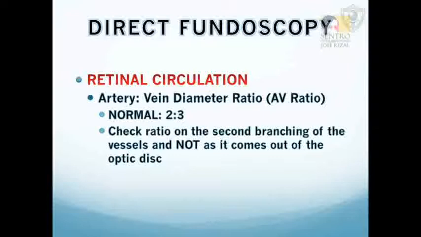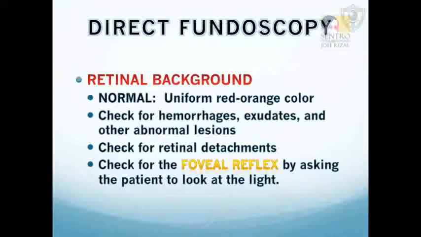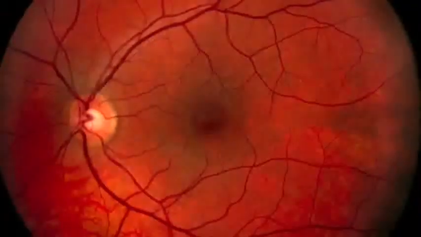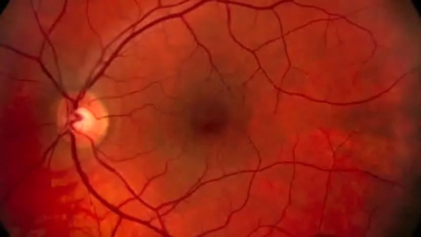Grade the ratio based on the second branching of the vessels and not as it comes out of the optic disc. The normal retinal background should be uniform red-orange in color. Check for hemorrhages, exudates, and other abnormal lesions. Check for any retinal attachments. Also check for the foveal reflex by asking the patient to look directly at the light. Here is an example of a normal-looking fundus.